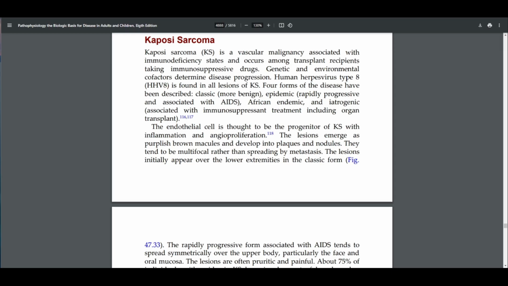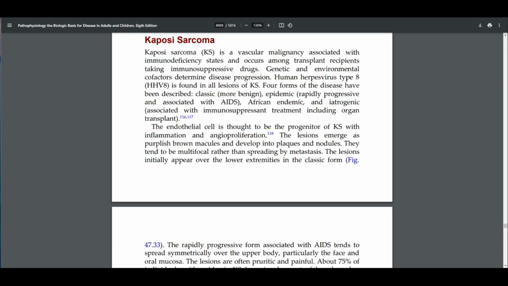Kaposi sarcoma. Kaposi sarcoma is a vascular malignancy associated with immunodeficiency states and occurs among transplant recipients taking immunosuppressive drugs. Genetic and environmental cofactors determine disease progression. Human herpes virus type 8 is found in all lesions of Kaposi sarcoma. Four forms of the disease have been described: classic, epidemic, African endemic, and iatrogenic. The endothelial cell is thought to be the progenitor of Kaposi sarcoma, with inflammation and angioproliferation.